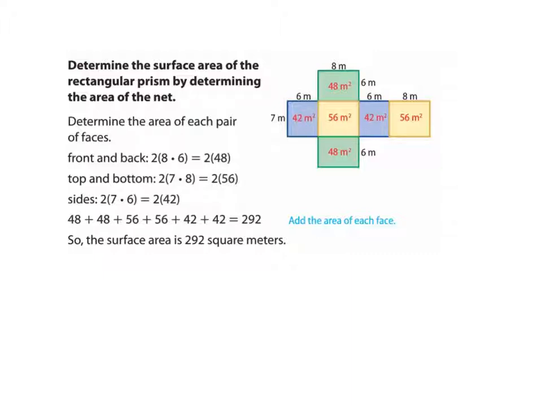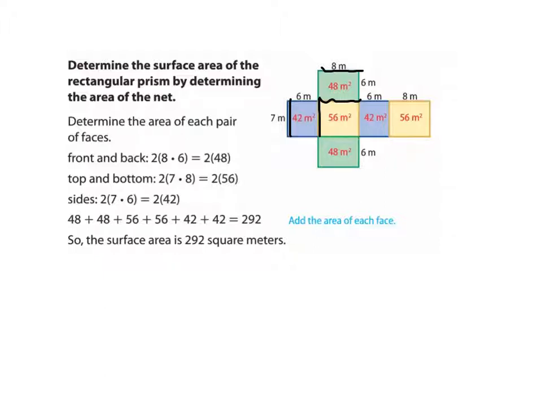So looking at the blue, you see that we have an area of 6 times 7, which is 42. Remember, we have 2 of those shapes. The green, 8 times 6 is 48. We have 2 of those shapes. The yellow is 8 times 7, which is 56. And that's because these are parallel lines. There's your 7. And here is your 8. And you have 2 of those.